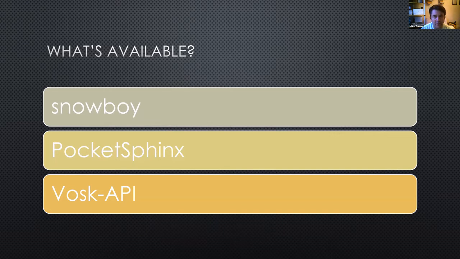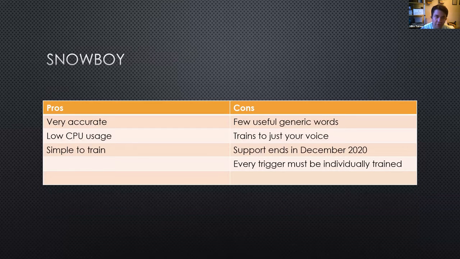I started with Snowboy. That was very good, but I'll go on to talk through these a bit more. Then I moved on to Pocket Sphinx, which was less accurate but more flexible. And then finally onto the Frasca API, which is the one that I ended up using to make the project work.